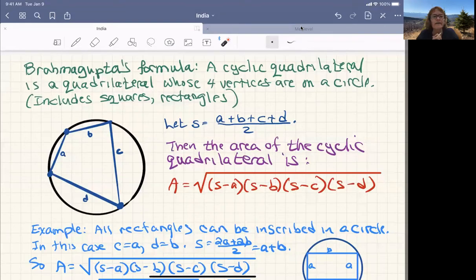So let's take a look at Brahmagupta's formula. And this is his formula for the so-called cyclic quadrilaterals. So the first question is, what is a cyclic quadrilateral? Basically it is a quadrilateral inscribed in a circle. So what you need to have is that all four vertices of the quadrilateral are on the circle.